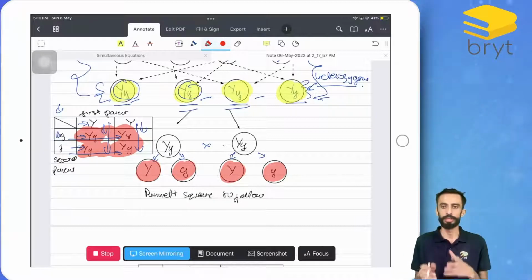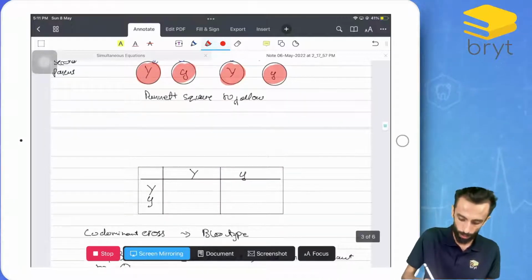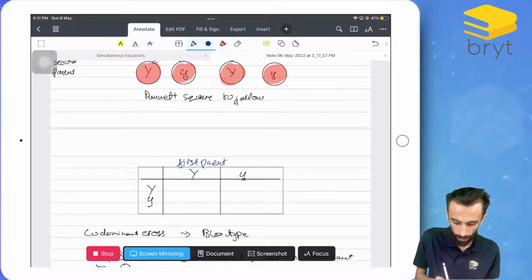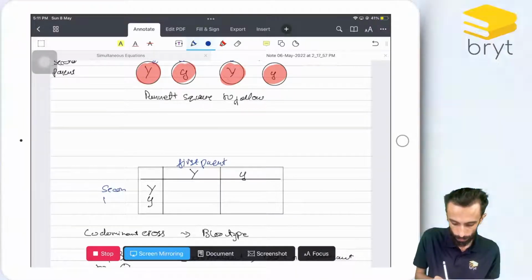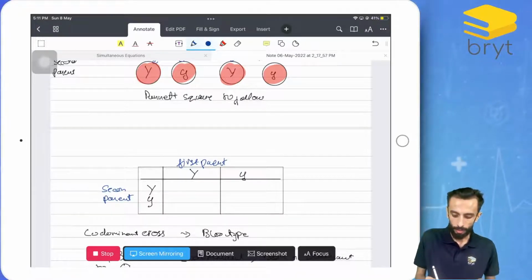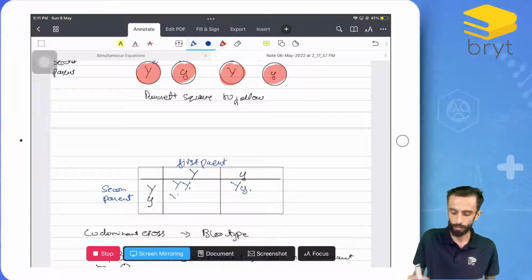And now what I've shown you here is a Punnett square where I've written the first parent on top, and I've written the second parent here. And now I just have to fuse the gametes. So now we get a capital Y and capital Y, a capital Y and small y, a small y and capital Y, and a small y and small y.